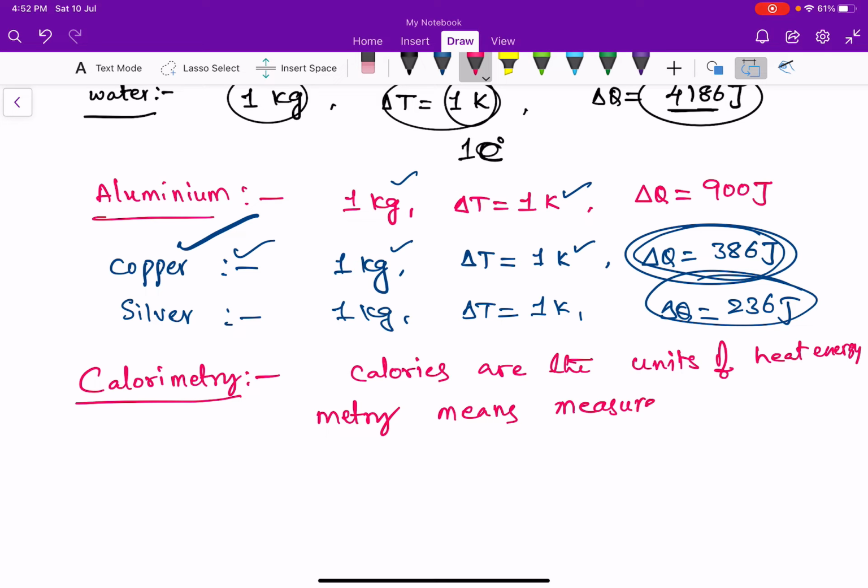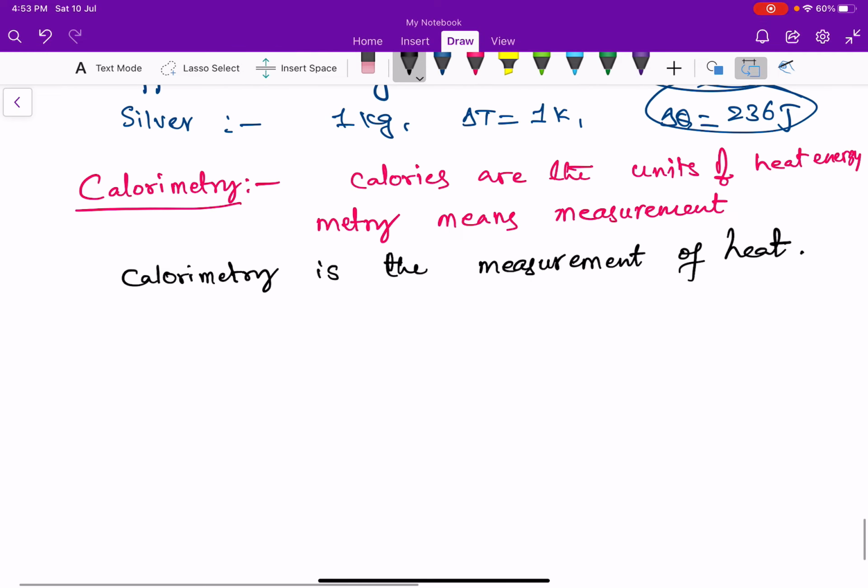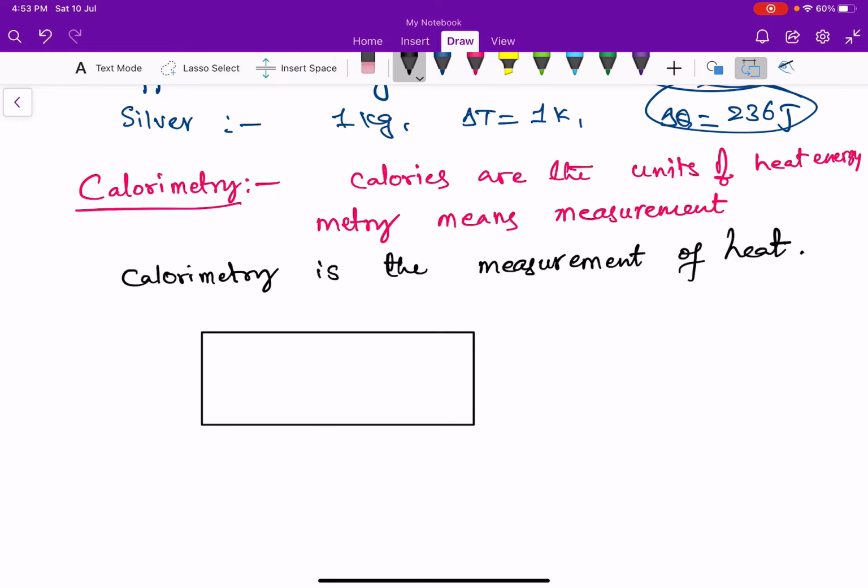So calorimetry is nothing but what? Measurement of heat energy. Calorimetry is the measurement of heat energy. So see here, when I am taking a system, this system is isolated from the surroundings.